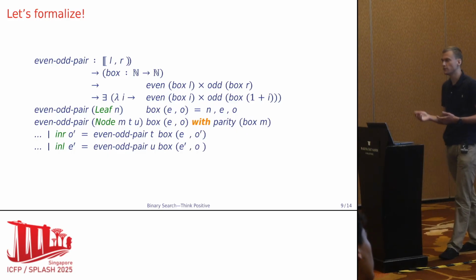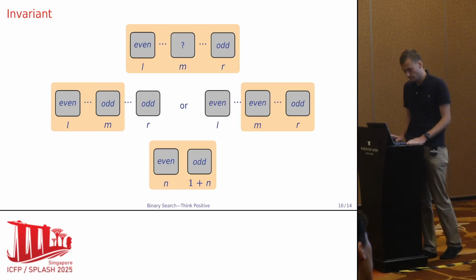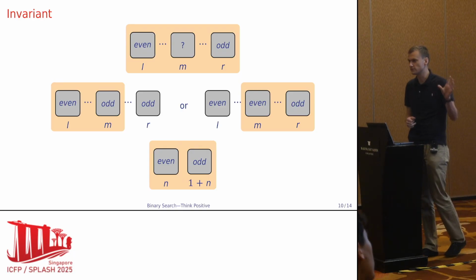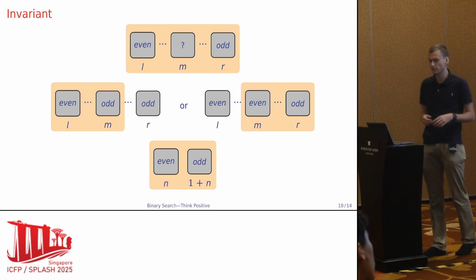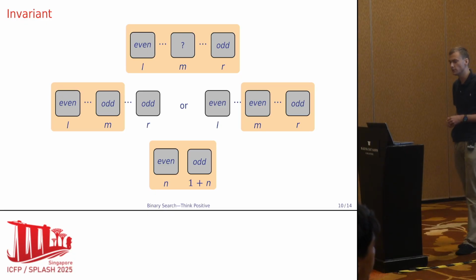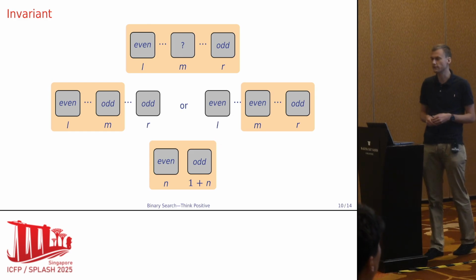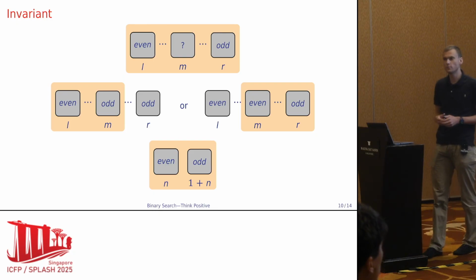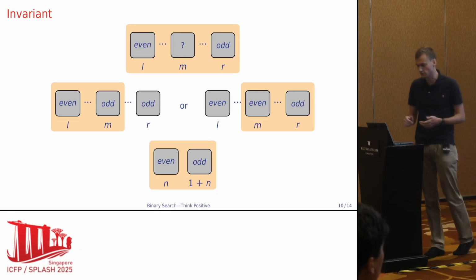And so what we have here actually is a very simple example of an invariant. So we start with our boxes. The leftmost box is even, the rightmost box is odd. We look at the middle box. If it's odd, we go left. If it's even, we go right. So we maintain the invariant after we have looked at the box at the middle. And in the end, if we have only 2 boxes left, then the invariant gives us already the result.